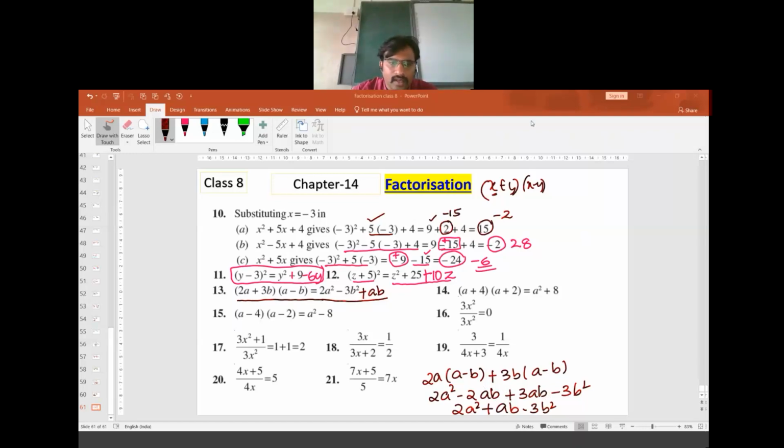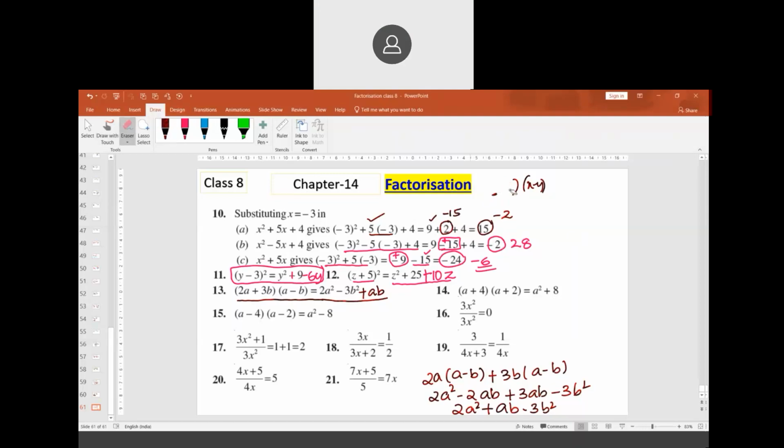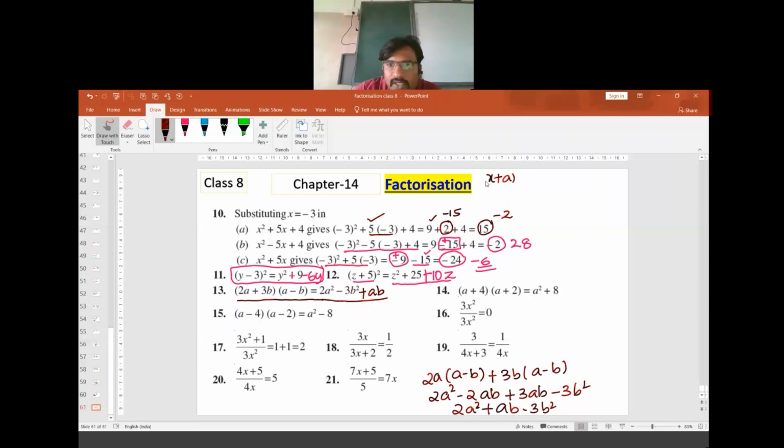Let's see the 14th one. Is it correct? x square plus 8x plus y into x minus... No, sir, one more term is missing, sir. One more x term is missing. Let me use the identity: x plus a into x plus b. Correct, sir?